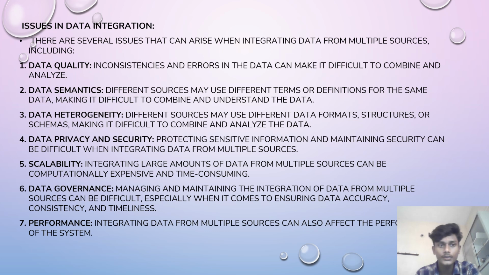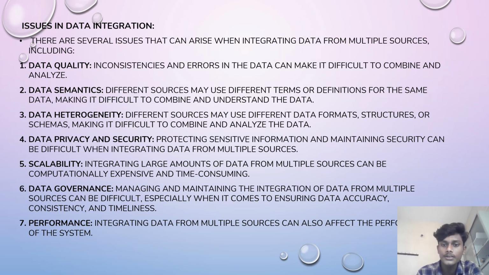Now let's analyze the issues of data integration. There are several issues that can be raised when integrating data from multiple sources. The first one is data quality. Inconsistencies and errors in the data can make it difficult to combine the data for analysis. Then data semantics. Different sources may use different terms or definitions for the same data, making it difficult to combine and understand the data. The next one is data heterogeneity. Different sources may use different data formats, structures, or schemas, which makes it difficult to combine the data for analysis.